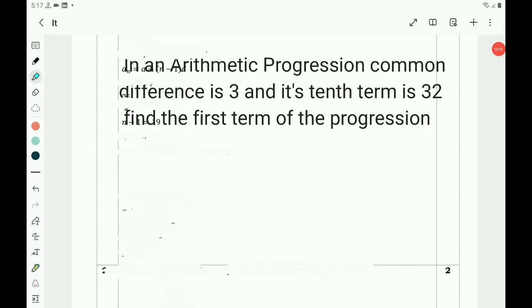In the same question, what is this question? In an arithmetic progression, common difference is 3 and its 10th term is 32. Find the first term of the progression. Here, common difference is given, that is 3, and the 10th term is given. What we have to find out? We have to find the first term.